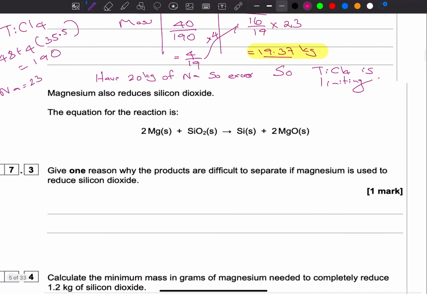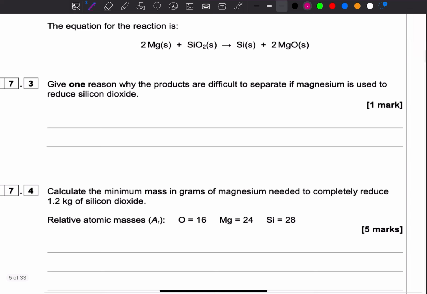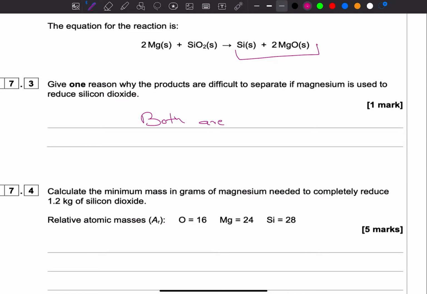One reason why products are difficult to separate if they are produced from here. These are your two products, right? Because both of them are solids. Both products are solid, so it's harder to separate them.